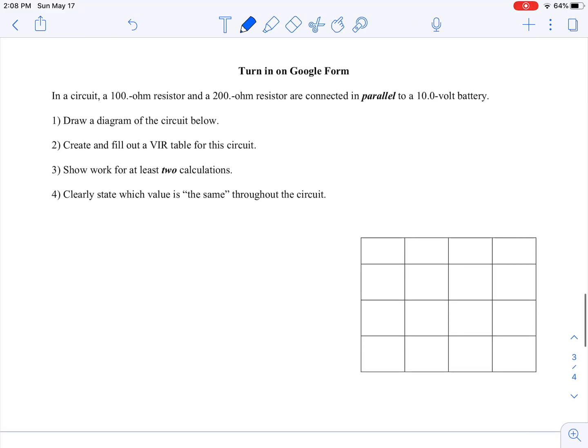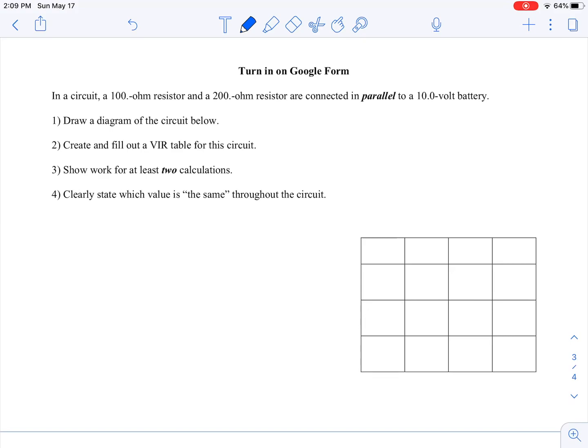So what you're going to do here, and you're going to turn in a picture of your work for this on the Google form, is, well, here's a circuit, okay? 100 ohm and a 200 ohm resistor connected in parallel to a 10 volt battery. So draw the circuit. Hopefully you can do that part. No problem. Create your VIR table. So copy the ones that we had. There's only 2 resistors though, so it's a little bit quicker.